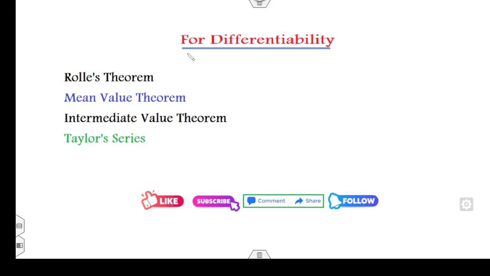Now, Rolle's theorem: whenever you see a problem where they are asking you f dash of x is 0, or whenever they are asking you to prove or disprove that f dash of x, that means there exists x, in any statement whenever you see f dash of x is 0, f double dash of x is 0, then you can always apply Rolle's theorem.